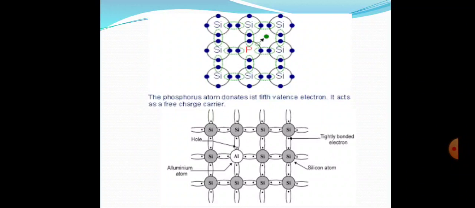This leads to n-type semiconductors, because this donor atom is ready to donate an electron. That is why it is called a donor atom.